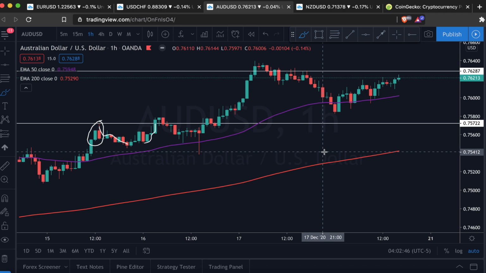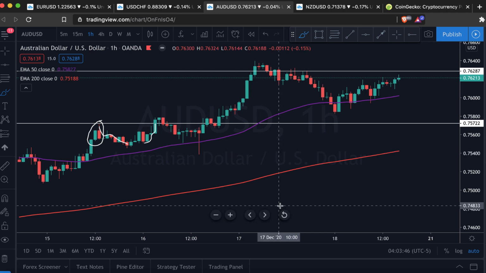Try this strategy out, backtest it, look at different time frames and see how you're doing, and let me know what you think. We can add more confirmations to this, for example, we can add RSI when it's overbought or oversold to get more confirmation.